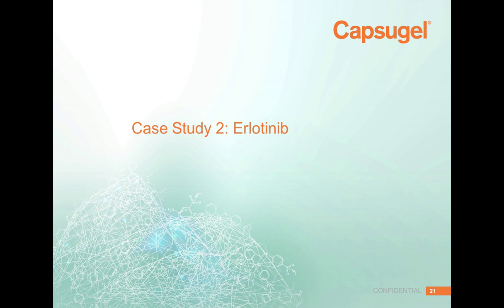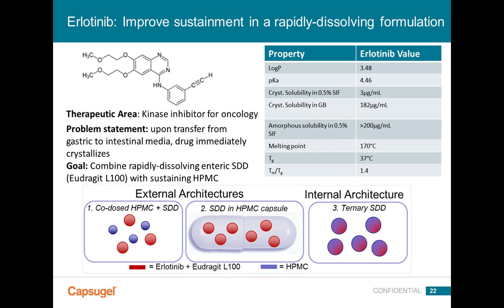We've gotten to our second case study, and that's Erlotinib. So Erlotinib is a basic compound that has moderate solubility in gastric media, but crystallizes out of solution at higher pH. Our goal is to enable it to sustain supersaturation longer at intestinal pH. This is a fairly common problem statement for weakly basic drugs, which are becoming increasingly popular.